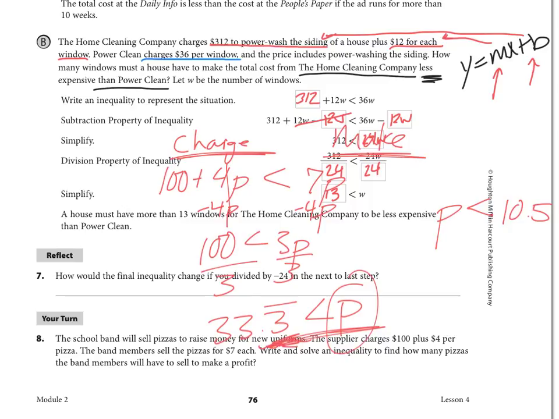And this is one of the things where this is applicable for you guys in terms of real world stuff. When different companies charge you for different things, you have to determine based on my specific circumstances, which is cheaper. So I want you guys to go ahead and try number 8, your turn. See if you can work that one and set it up.